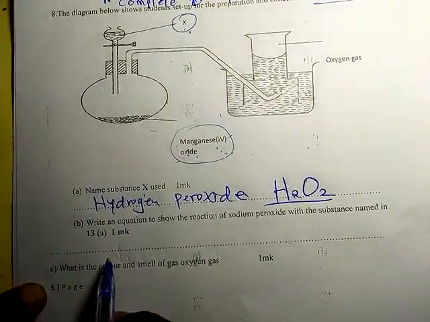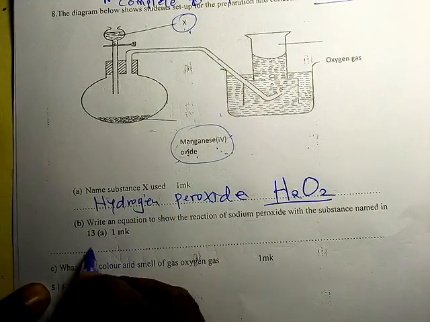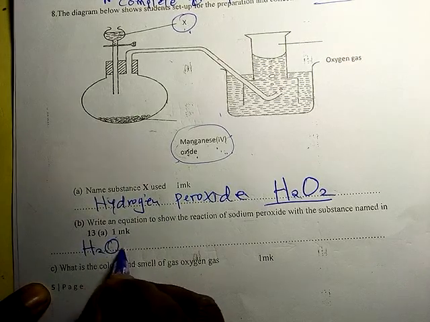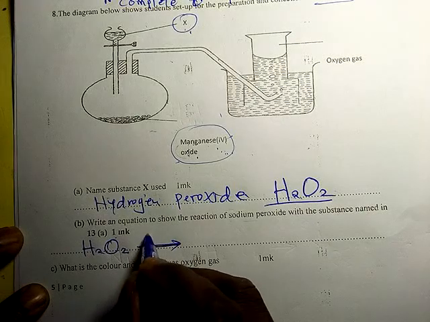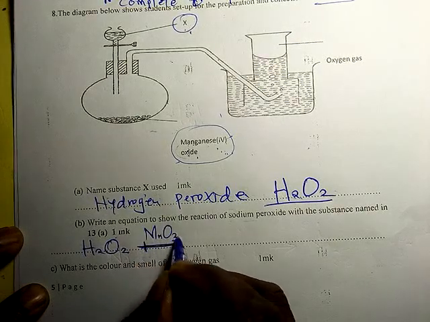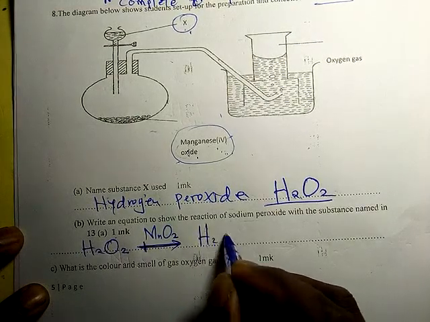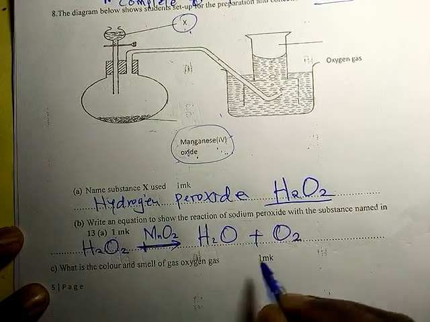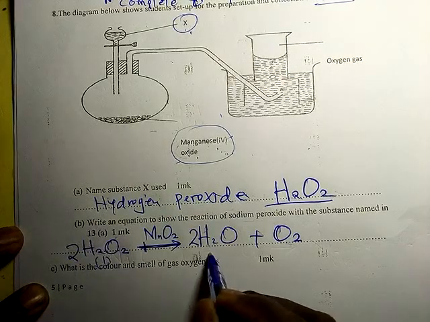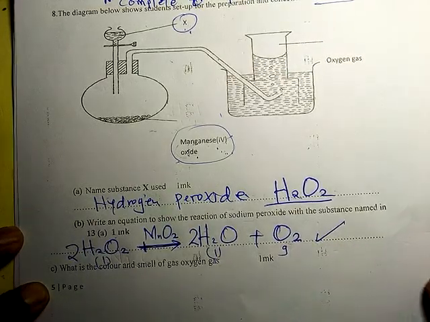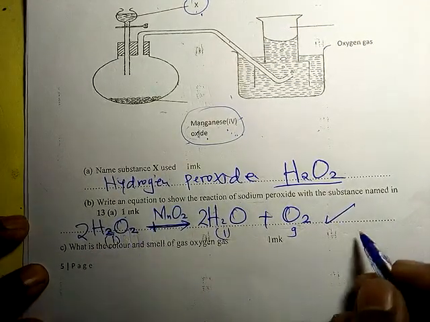Write the equation for the reaction that took place in 13A. So this one is hydrogen peroxide plus, there's nothing plus. This one is the catalyst, which does not react, so we have the catalyst here, which will form water plus oxygen gas. So you put 2 here and you put 2 here. This one is a liquid, this one is a liquid, and this one is a gas, and that is the equation: 2 hydrogen peroxide.